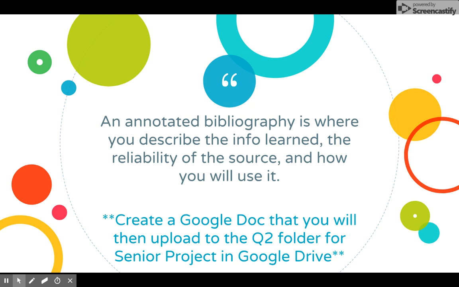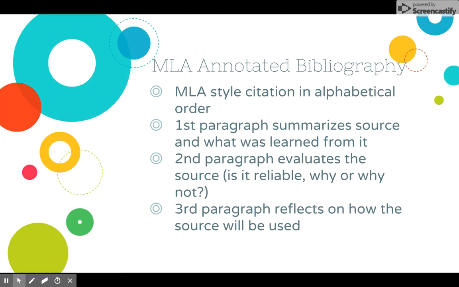In order to do this, you need to create a Google Doc of your own that will then live in your quarter 2 folder for Senior Project in your Google Drive, all right? What that annotated bibliography needs to look like is this. First and foremost, it has to have a citation for every source that you use. So each of your 6 sources needs to have a citation, and that citation needs to be in the current MLA format, which the most important piece, or at least an important piece of that, is that it has to be in alphabetical order. So the citations must be placed in alphabetical order.